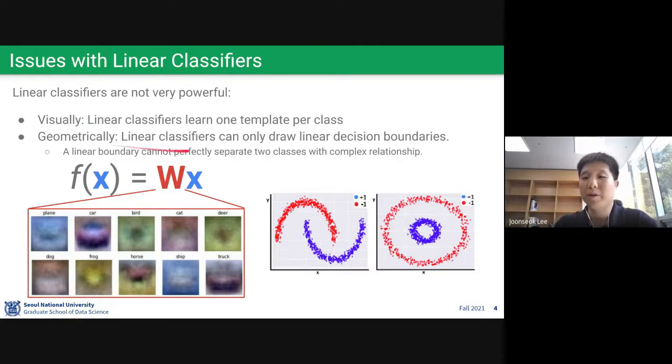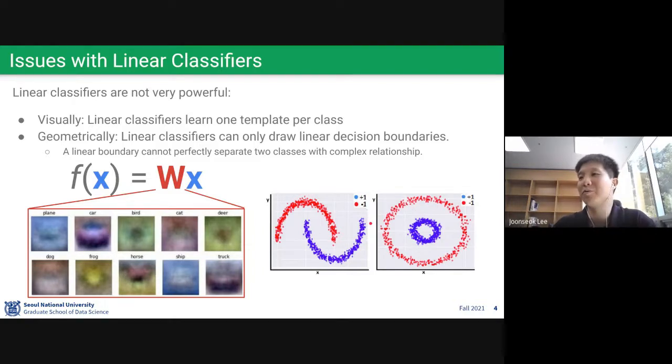And geometrically speaking, linear classifiers can only draw linear decision boundaries. From the previous lecture, we have seen that the model parameters are always linear hyperplanes within the Euclidean space. And because all the hyperplanes are linear, when they meet, the decision boundary is always linear. But data points are not necessarily distributed in a linear hyperplane. Something like this or this or this.